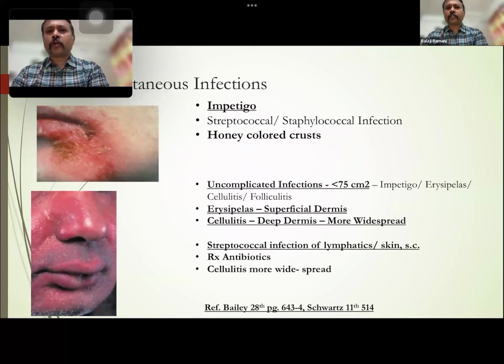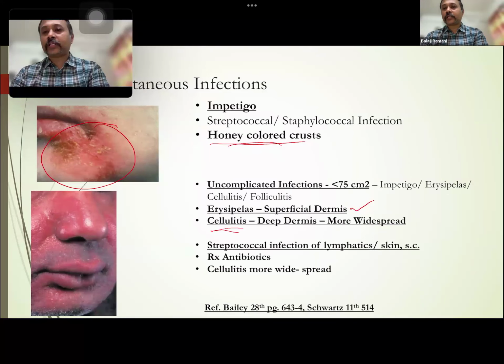So again, going for the common skin lesions, this is your impetigo, classically due to streptococcal or staph infection. The honey-colored crusts, classical, and this one is the diffuse erysipelas and cellulitis. Now, what is the difference between them? Erysipelas is generally more localized and more sharply defined, confined to the superficial dermis.